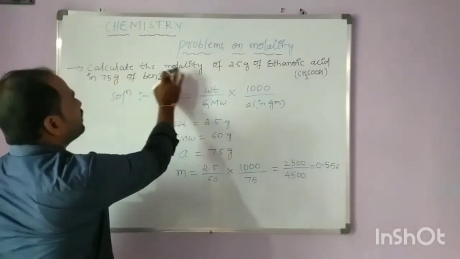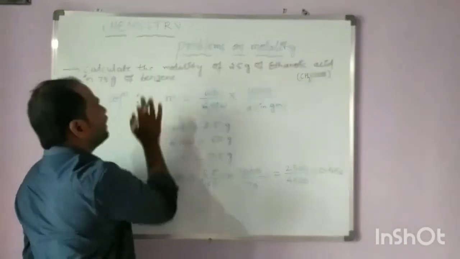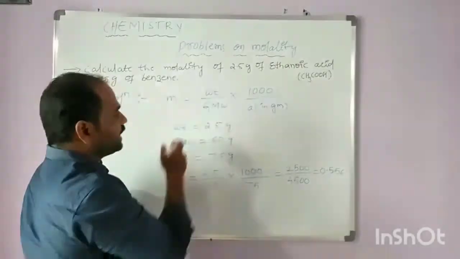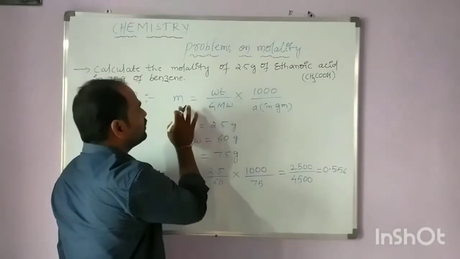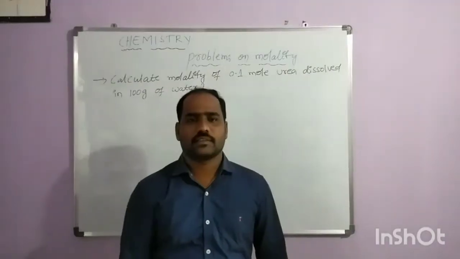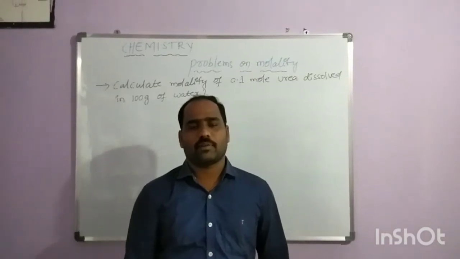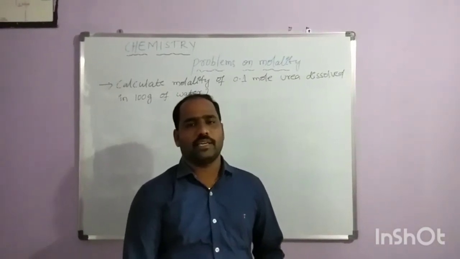The problem is: calculate the molality of 2.5 grams of ethanoic acid in 75 grams of benzene. For the calculation of this problem, we use the formula molality m is equal to. Students, we have discussed another type of problem on the concept of molality.